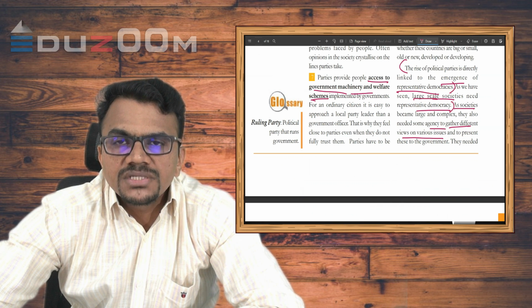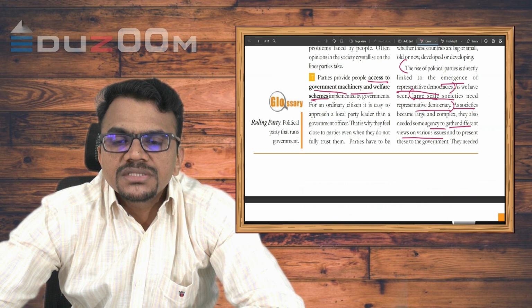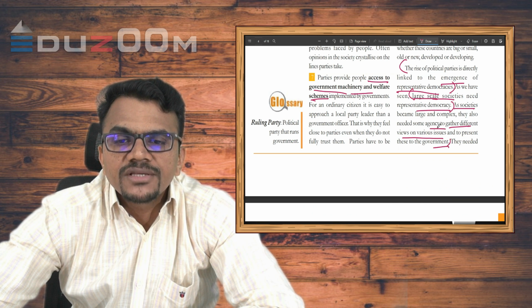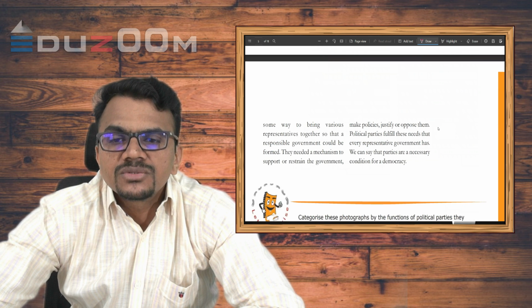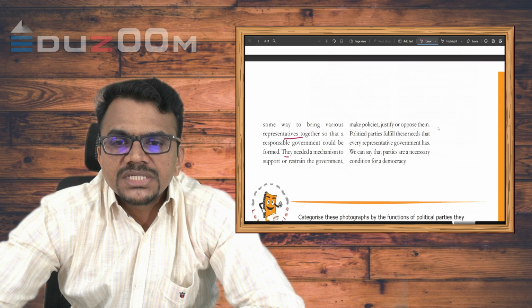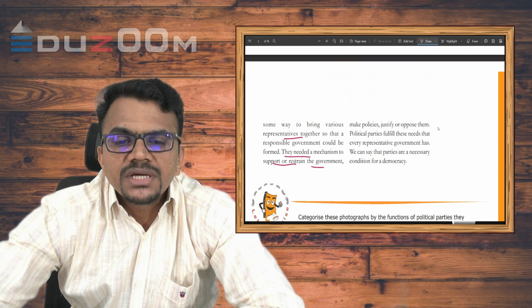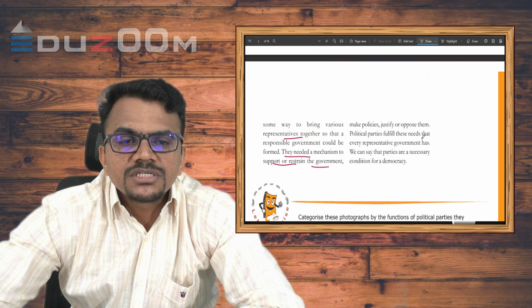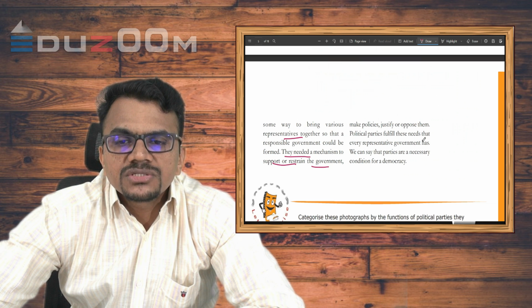Then the first point on the necessity of political parties can be written as: the rise of political parties is directly linked to the emergence of representative democracies, which is there in your textbook as an important point. Then large societies need representative democracy.